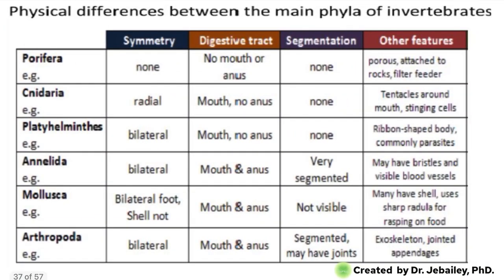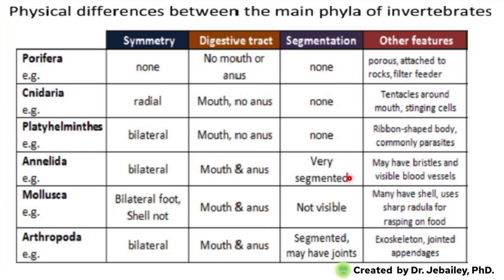Here's another chart, same story. This chart is showing different types of things such as the symmetry, digestive tract, segmentation, and other features. So you need to know them. These are the most common things that come up in IB. And it shows here if they're radial or bilateral, if they have the mouth and anus or none.